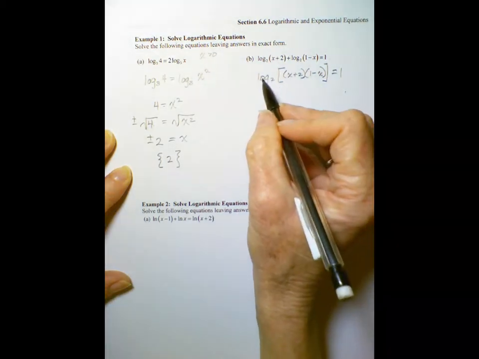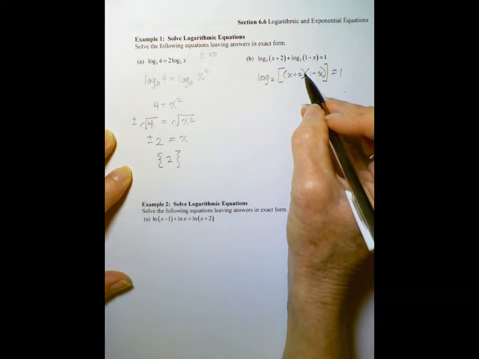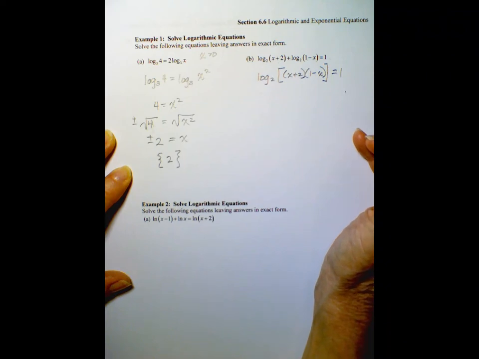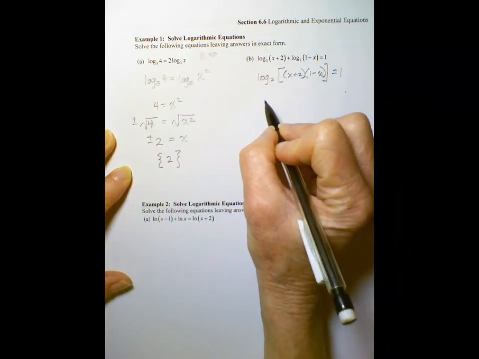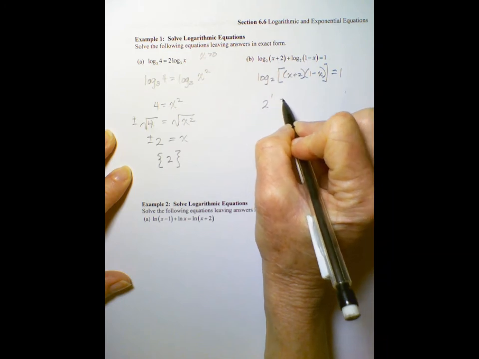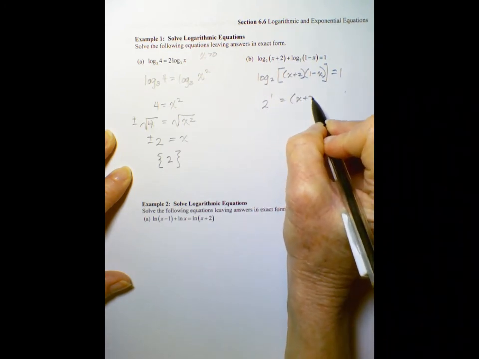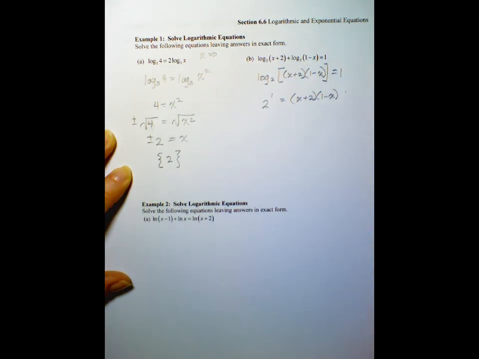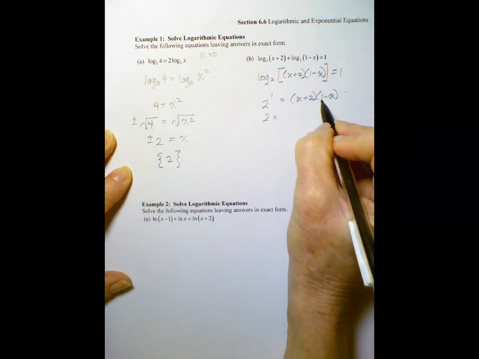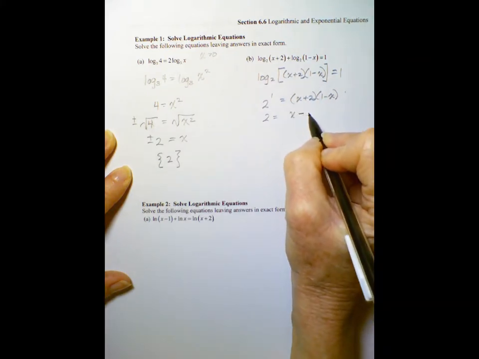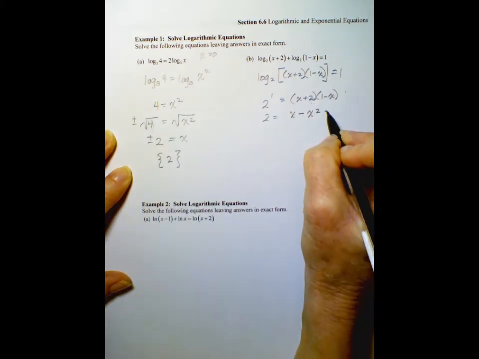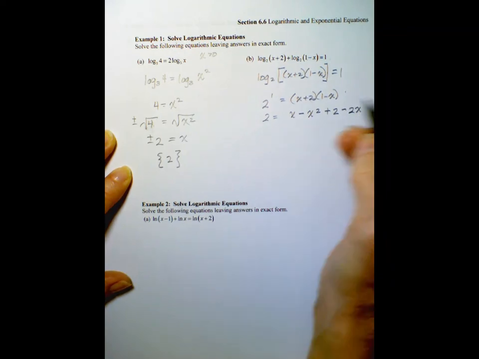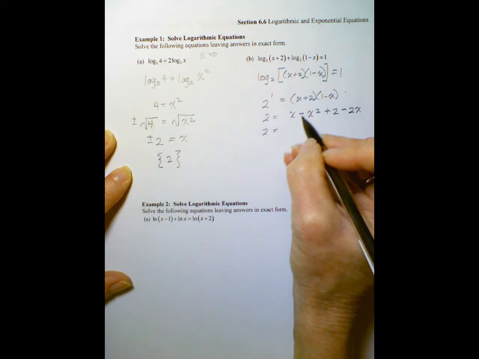Now, because I have log base a of x equals y, I can change it to an exponential, right? The base 2 to the 1 equals (x plus 2) times (1 minus x). So now just solve this quadratic, right? 2 equals, first times first is x, outside times outside, negative x squared, inside times inside 2, outside times outside, negative 2x.